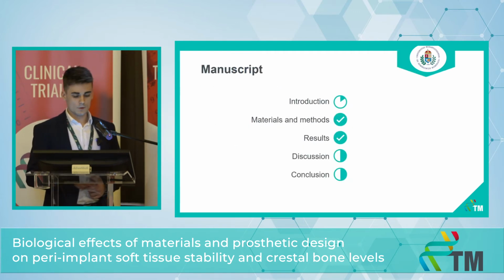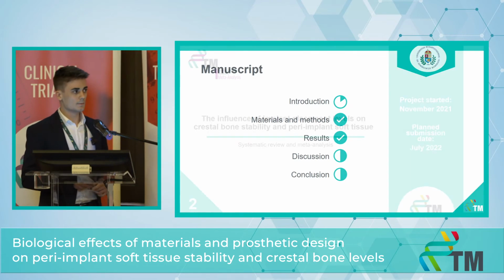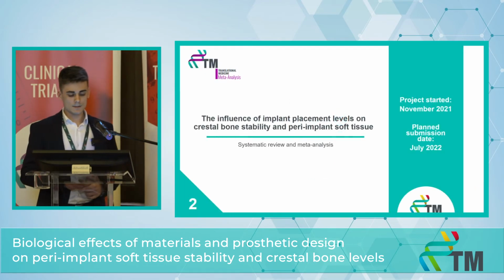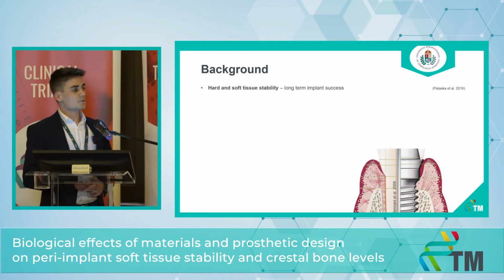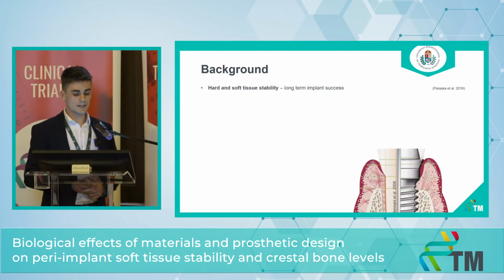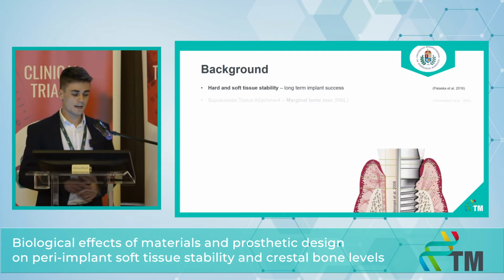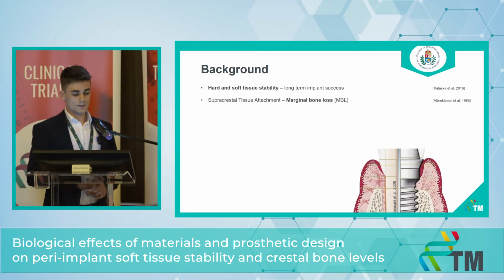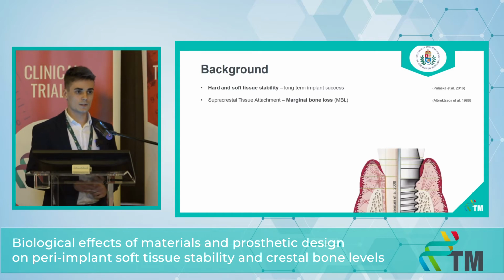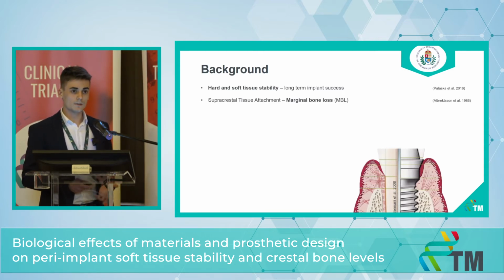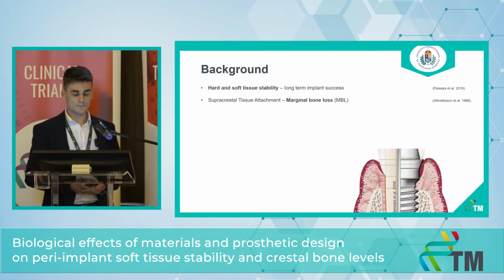Currently, I'm at the manuscript writing process. Moving on with my second project, this is about different implant placement levels and the comparison of them. We know that hard and soft tissues are crucial for the long-term success of the dental implants. After placing the implants, soft tissue has to form the attachment around the implants, and this attachment needs place vertically and horizontally as well. So there will be an unavoidable marginal bone loss.